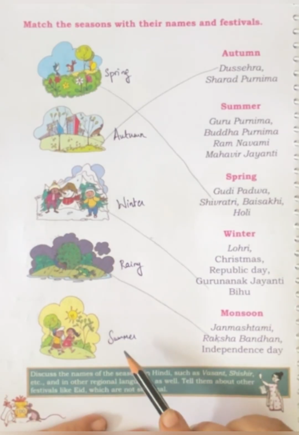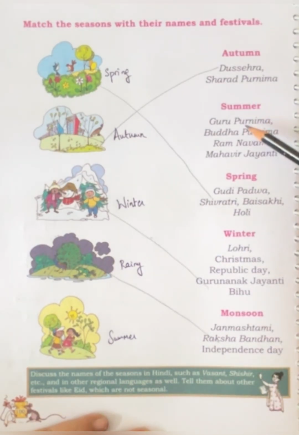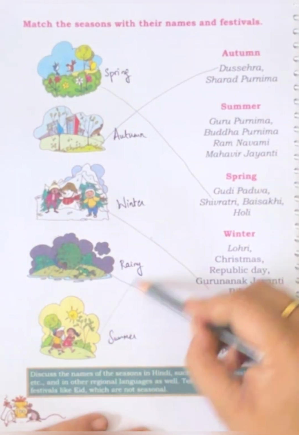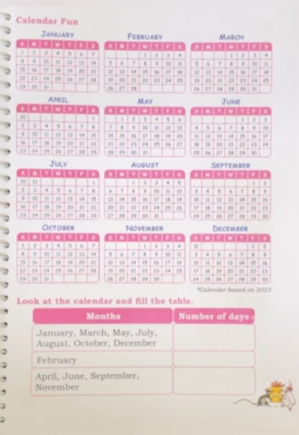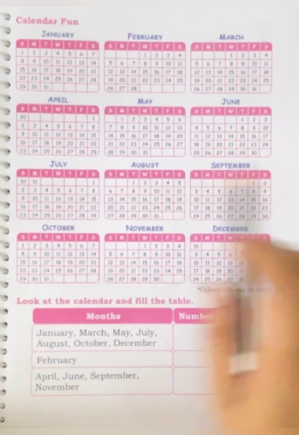Next is summer season. Guru Purnima, Buddha Purnima, Ram Navami, Mahavir Jayanti. Everything comes in summer. Okay? Calendar fun. Here they have given a calendar, children.